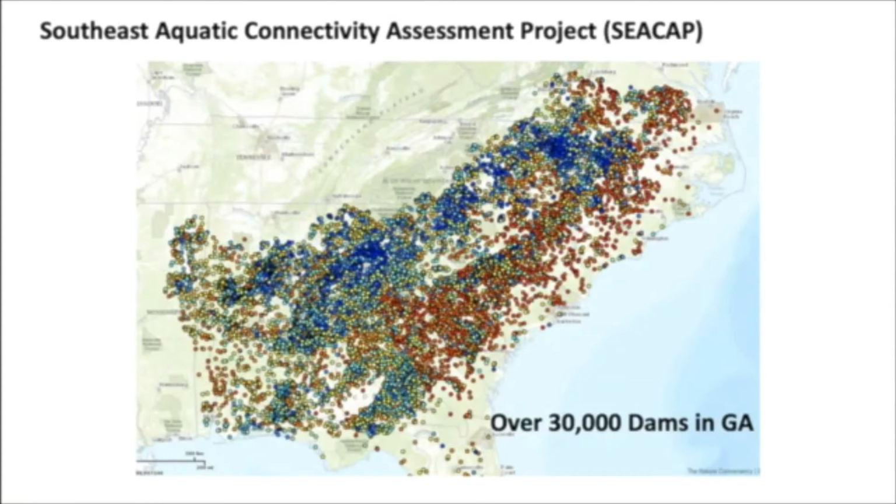Georgia ties with South Carolina as the worst in the Southeast, where essentially on average every 12 miles you will hit some form of dam. So these are very serious problems and things that need to be addressed.